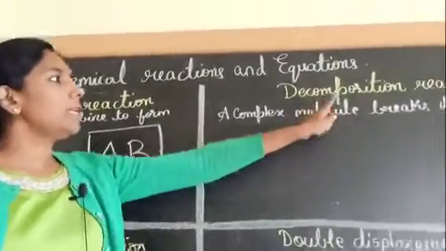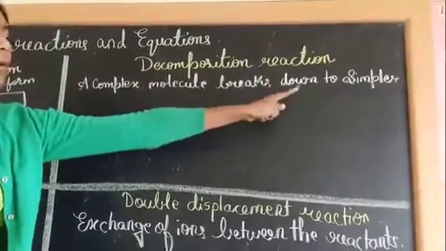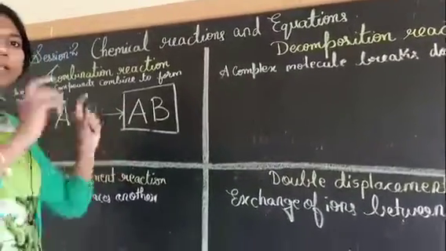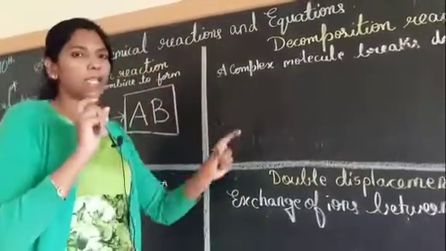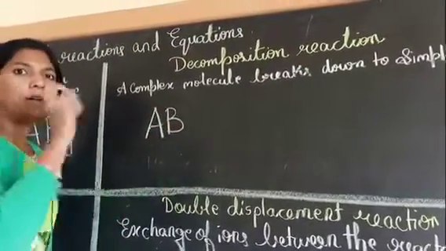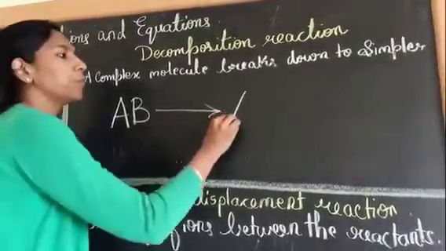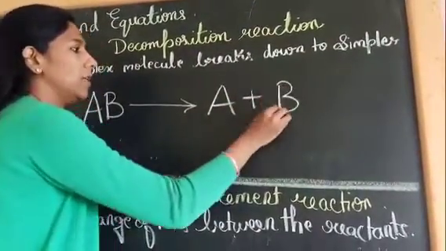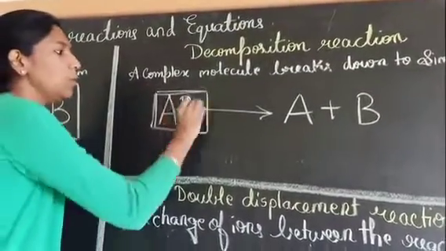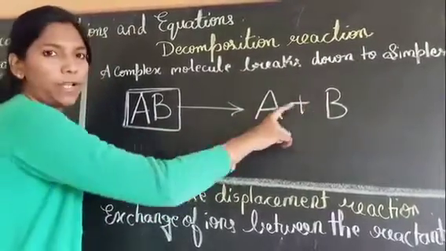Opposite to that, decomposition reaction. A complex molecule breaks down into simpler ones. Just the opposite of this. What is happening here? A plus B gives AB. Here what is going to happen? A particular compound is going to get broken down into simpler ones. This is a complex compound which is going to break down into simpler products.